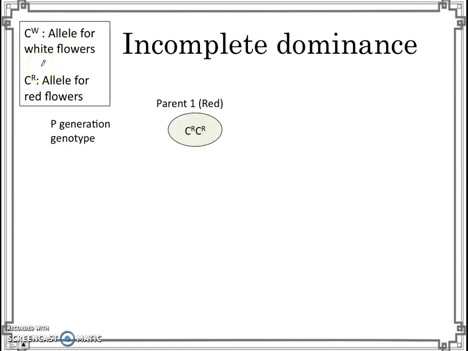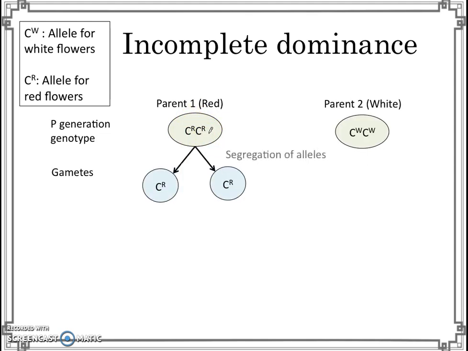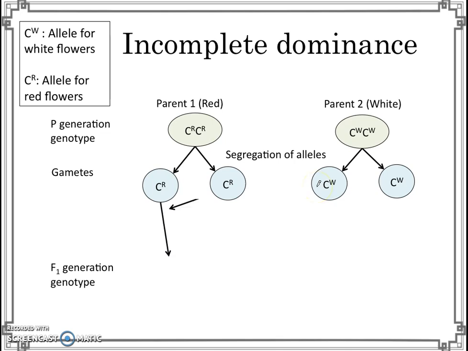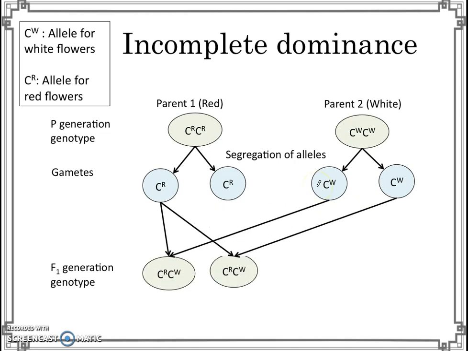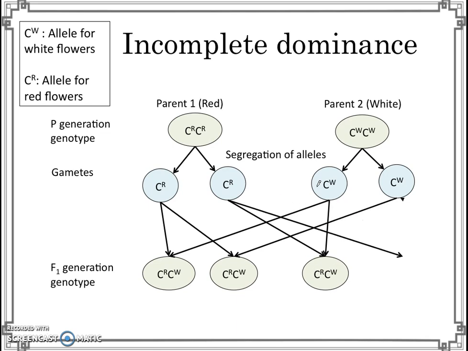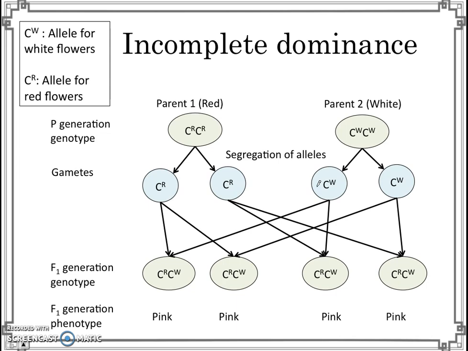So the red parent's genotype will be C^R C^R, right? Both alleles are red, while the white parent will be C^W C^W. So the red parent will only produce gametes with C^R, while the white parent will only produce gametes with C^W. And therefore, when you combine this, all of the F1 generation will have the genotype C^R C^W, and therefore all will be pink, which is exactly what we observe. So this is the genetic diagram we can use to explain incomplete dominance.